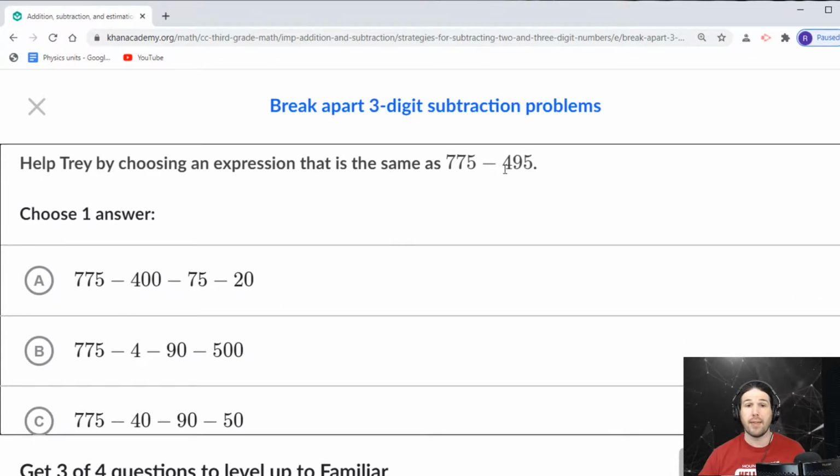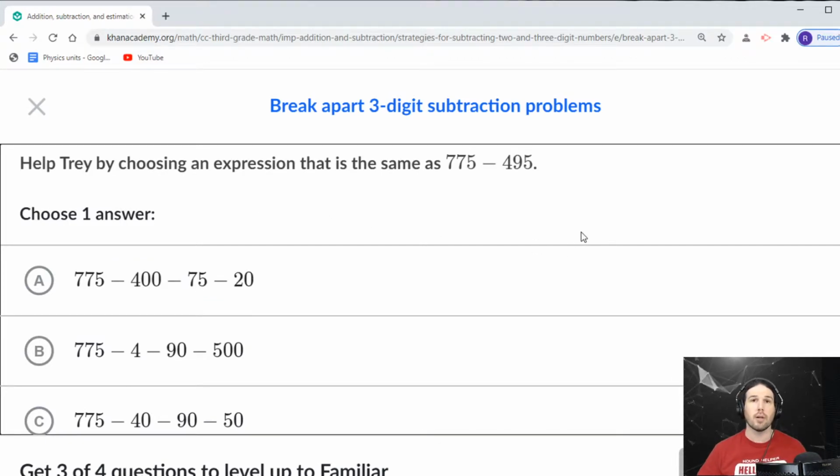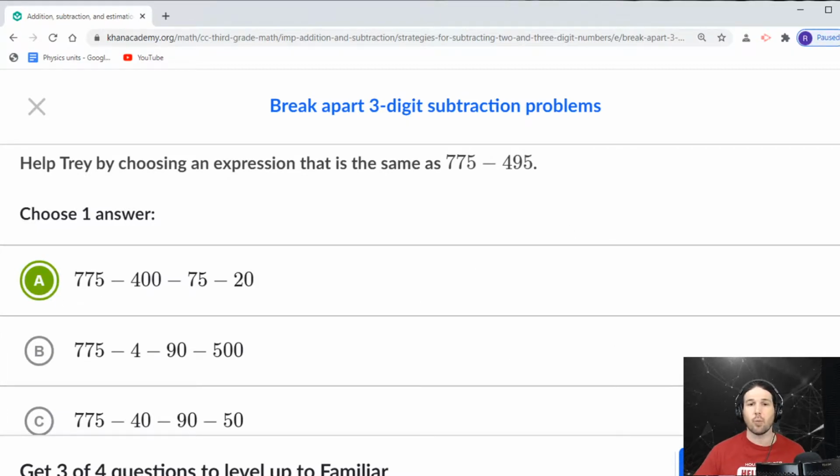775 minus 400, minus 75, minus 20. Yeah, that's 495, right? If I take away 400 and then 75 and then 20, I have taken away 495 in total. And again, I really want to point out the relationship between addition and subtraction here. If I add up all of those numbers, 475 and 20, I get 495. Or I can subtract them off one at a time. 775 minus 400, minus 75, minus 20. That's distribution again, which we talked about in a previous video as well.